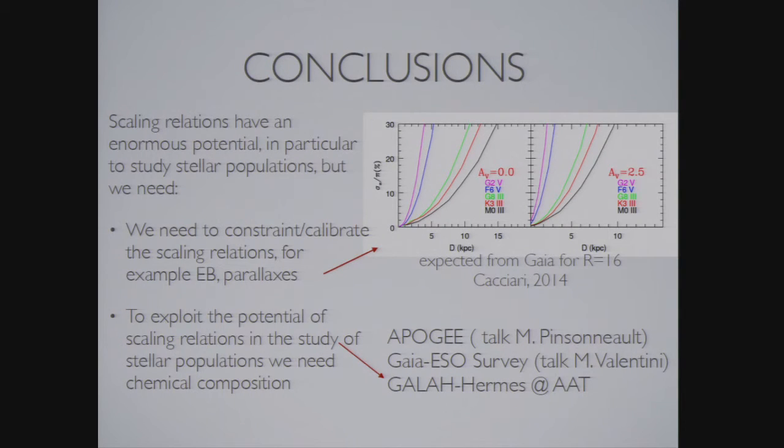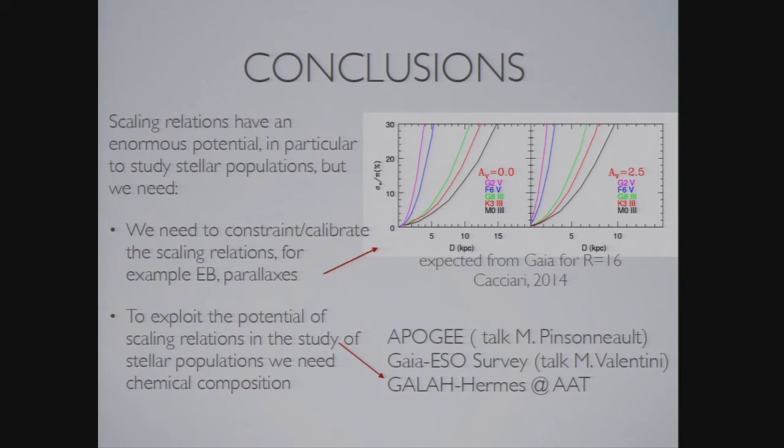So the scaling relations have an enormous potential, in particular for the study of stellar populations. But we need to calibrate these relations, for example with binaries, or with parallaxes. The parallax will tell us if the relation with the radius is good or not. And here I show you the expectation for Gaia for the magnitude of the stars we have in the CoRoT field. So we see that depending on the distance, we are able to obtain the parallax with quite good uncertainty.